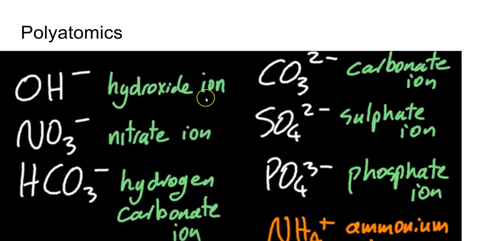Now, just real quick, these are the ions from chapter 4. Hopefully you remember them, because when we're talking about salts, salts are metals and a non-metal. The non-metal could be one of these polyatomics. So we have hydroxide, nitrate, hydrogen carbonate, carbonate, sulfate, and the phosphate, and ammonium.